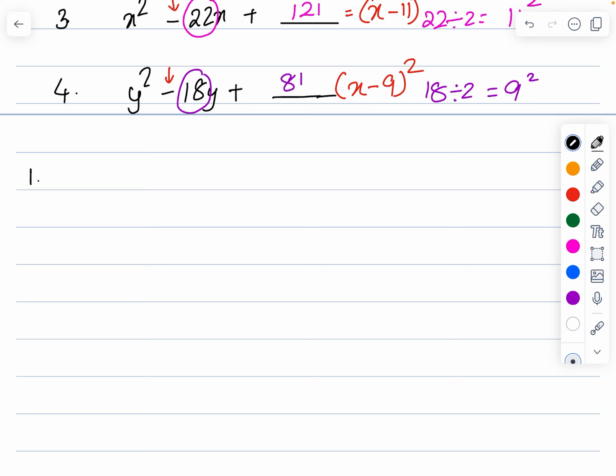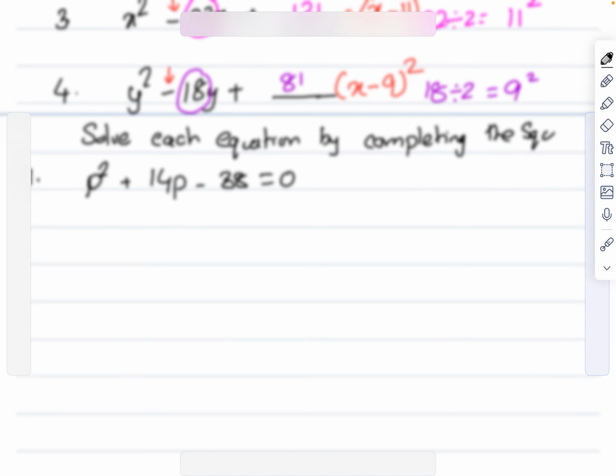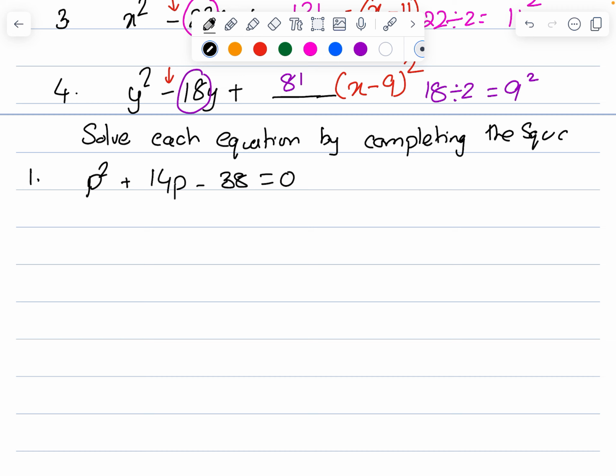So the first example: p square plus 14p minus 38 equals 0. The question is, solve each equation by completing the square. The concept is by completing the square. So how should I do that? Let me move this one over there.